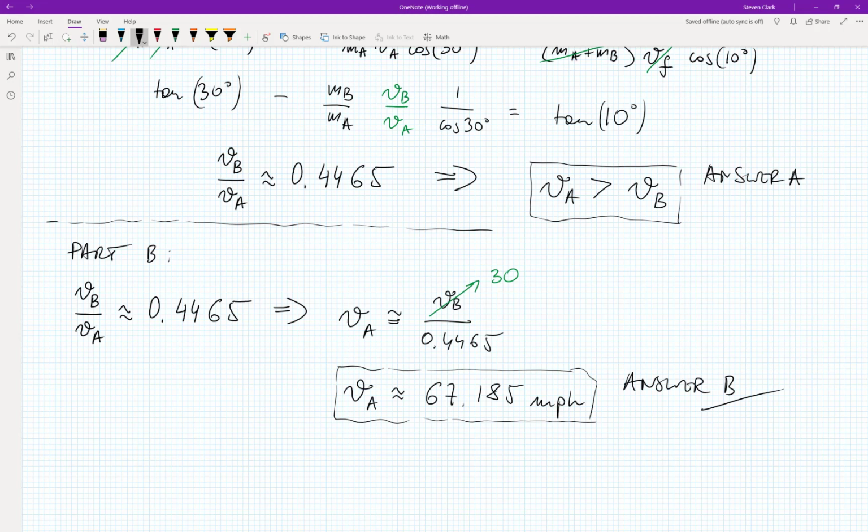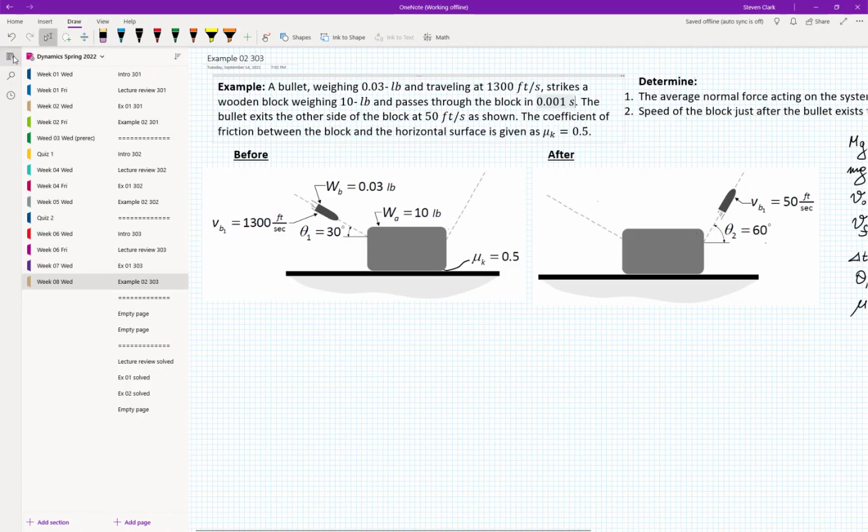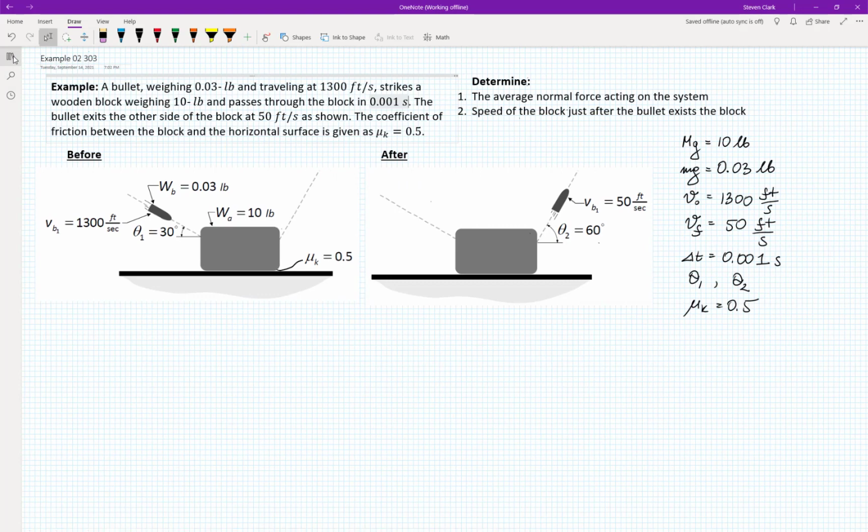Okay, that's all when it comes to example number 1. Any questions? Okay, everything clear? Okay. So let's do example number 2 then. As usual, please read and understand the problem statement before we start our solution.